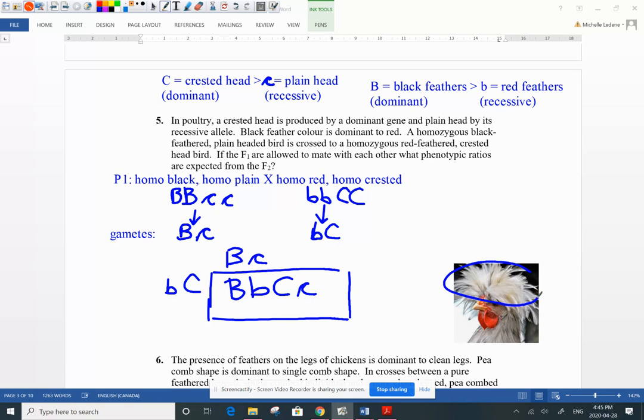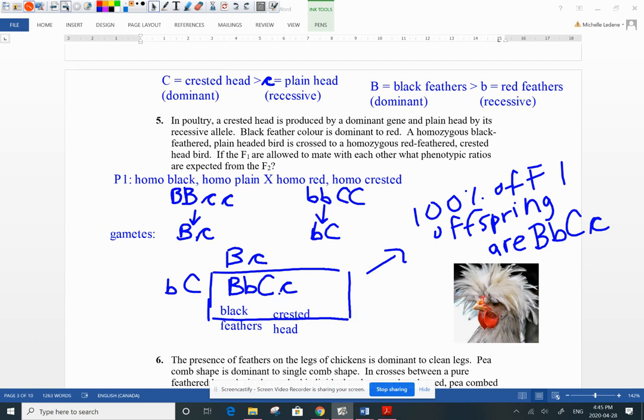Okay, so here's a crested head. Looks like he's having a bad hair day, but every one of these offspring in our F1 generation is heterozygous. Okay, so black feathers, crested head, they are all heterozygous for this F1 generation. Now what? Well, what does the question say? Let's see. It says if the F1 are allowed to mate, so we're going to go F1 times F1, what do we get in the F2?